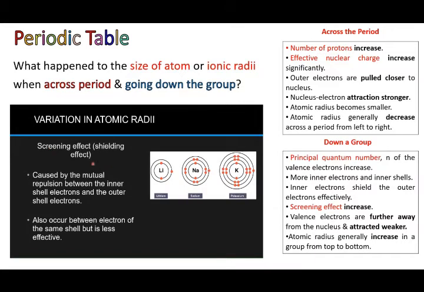Okay, next, determined by the screening effect or shielding effect. It is caused by the mutual repulsion between the inner shell electrons and the outer shell electrons. It also occurs between electrons of the same shell but is less effective. Okay, it is like this.